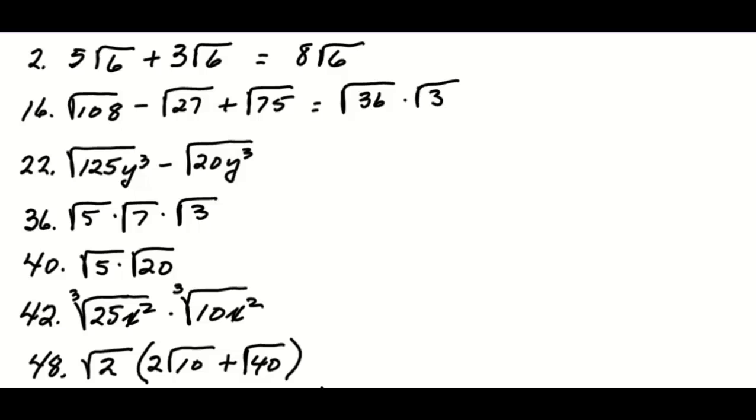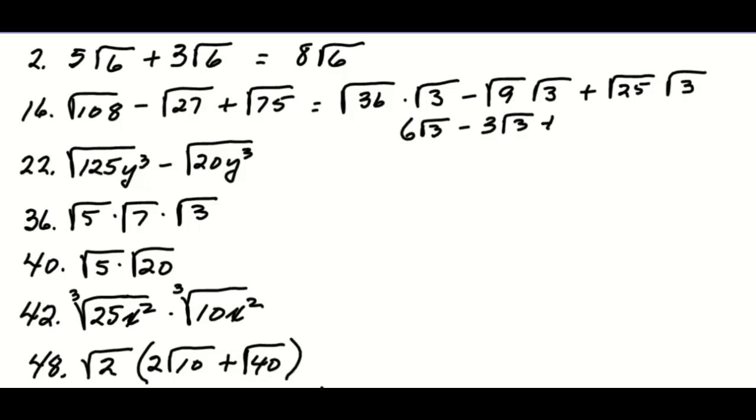And then for the negative 27, what we find is that's the same thing as saying the square root of 9 times the square root of 3. And then for the plus 75, what we realize is that's the square root of 25 times the square root of 3. Now, what we have is perfect squares, 36, 9, and 25. So what we get is 6 times the square root of 3 minus 3 times the square root of 3 plus 5 times the square root of 3.